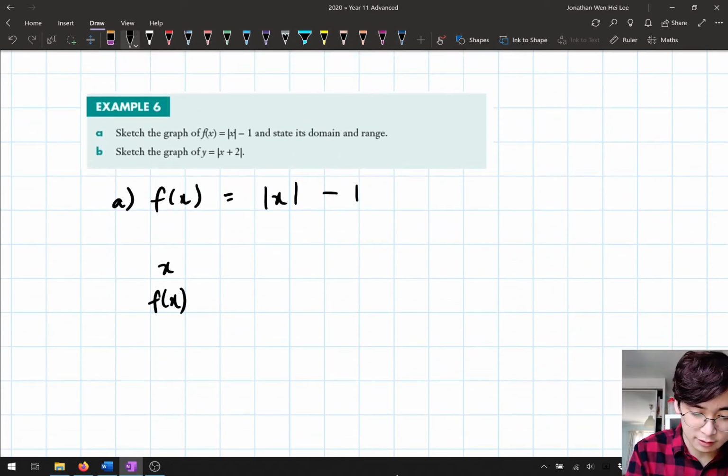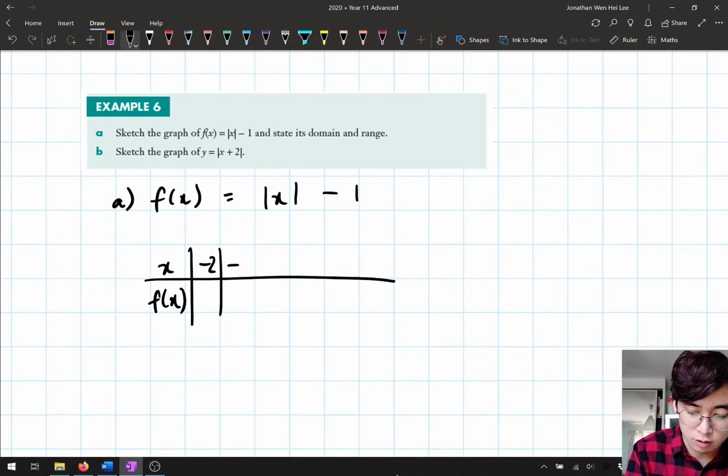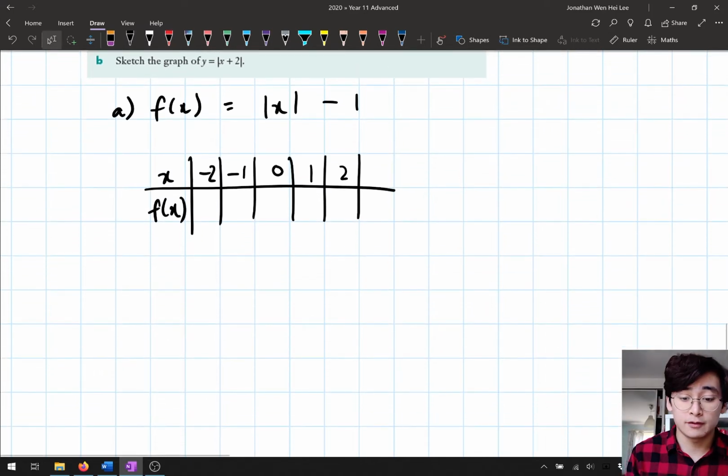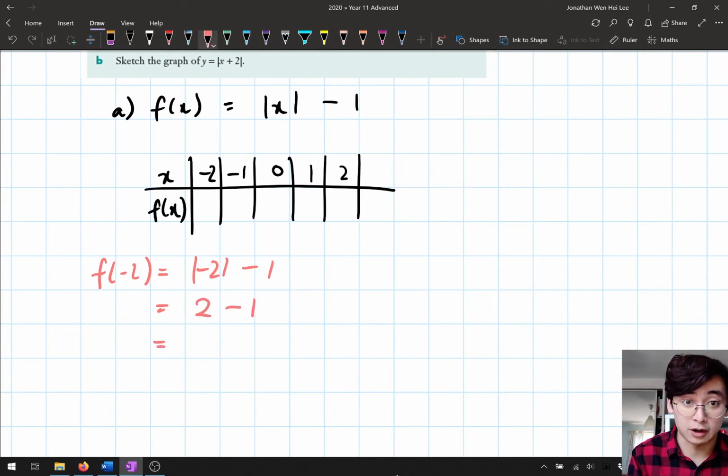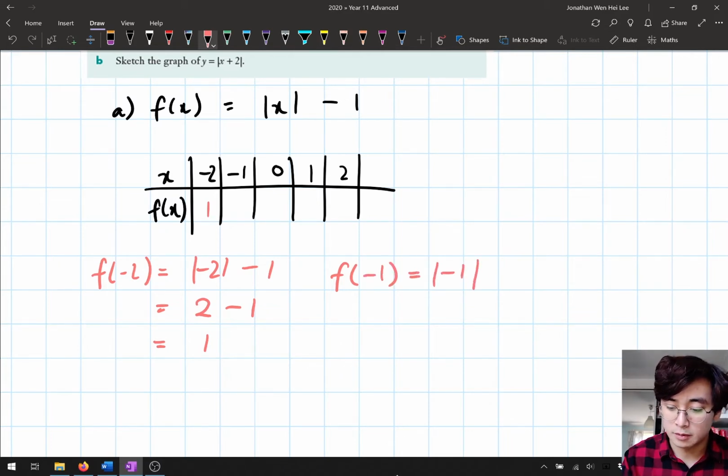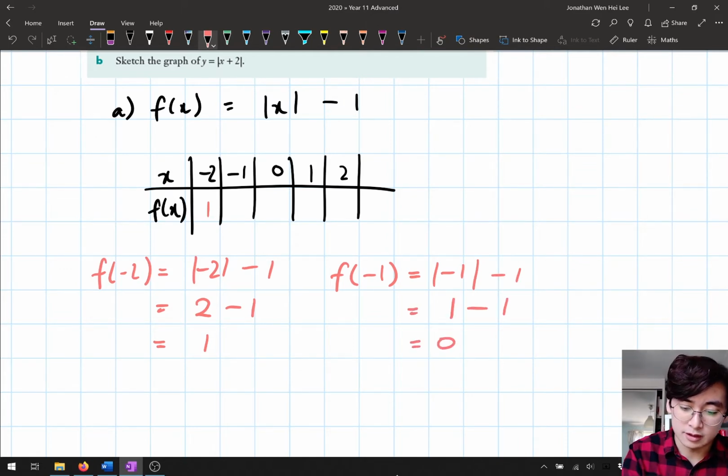So I've got x and f of x. I'm just going to go from -2 to 2. Okay, so let's sub in -2. So f of -2 is just equal to the absolute value of -2, minus 1. The absolute value of -2 is just 2. Subtract 1, 2 subtract 1 is 1. So the first value here is 1. Let's go along to the next one. So I've got f of -1. F of -1 is just absolute value of -1 minus 1. Absolute value of -1 is just 1, minus 1, which will give me 0.